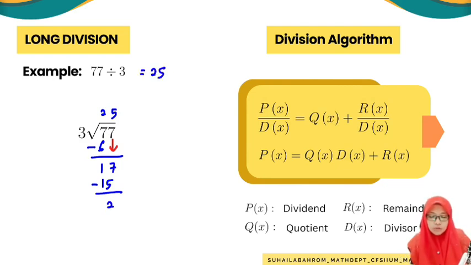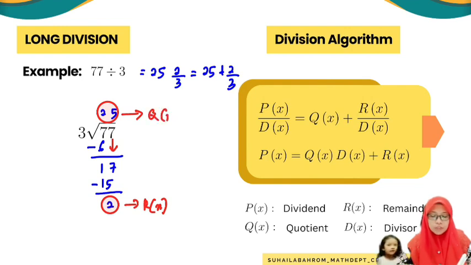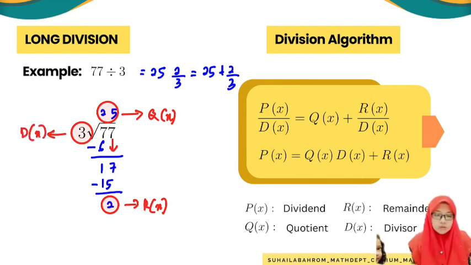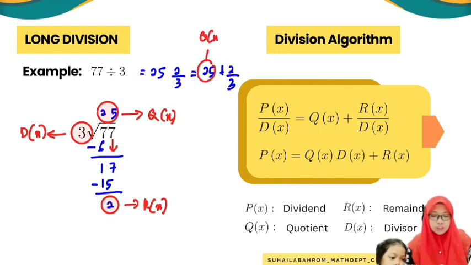So we can rewrite this as 25 2 over 3, or we can also rewrite it as 25 plus 2 over 3. The value of 2 here, we call it the remainder. The value of 25 here, we call it the quotient. And the value of 3 here, we call it the divisor or dx. So in general, a polynomial function divided by another polynomial function is equivalent to the quotient, which in this case is this one, plus the remainder divided by the divisor.